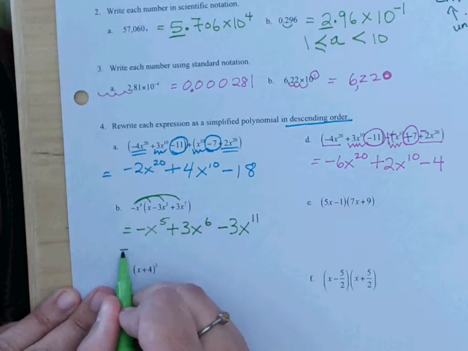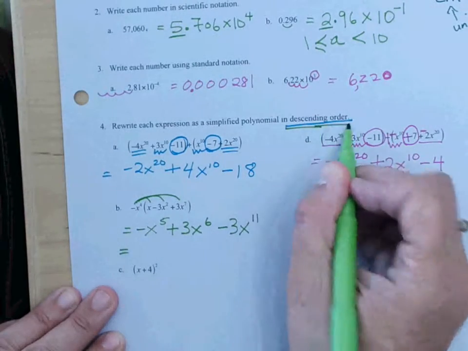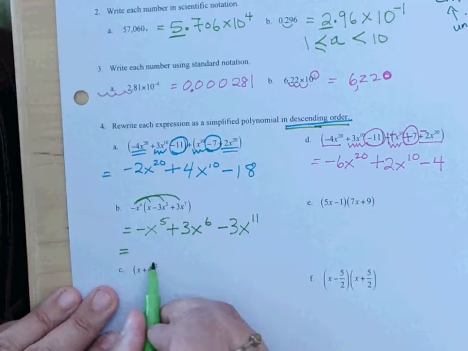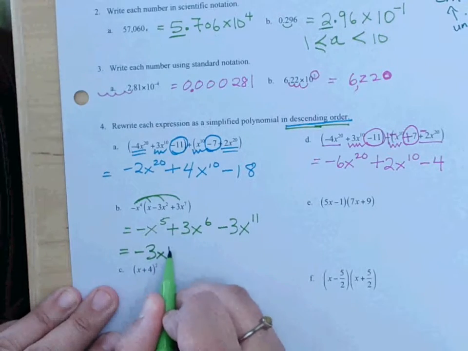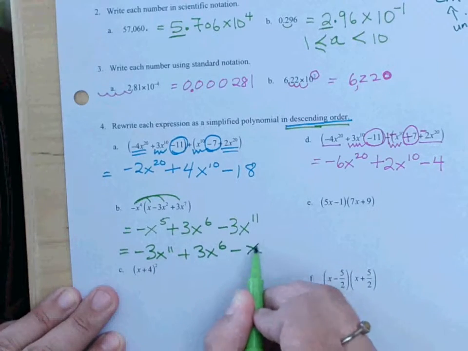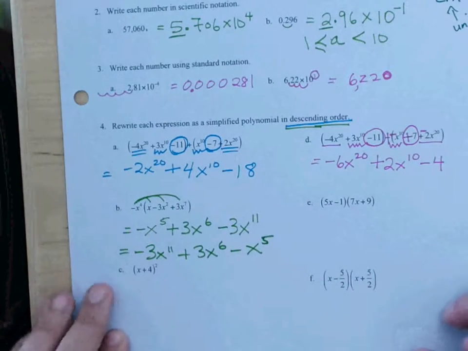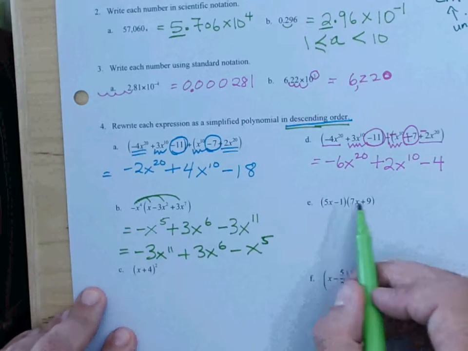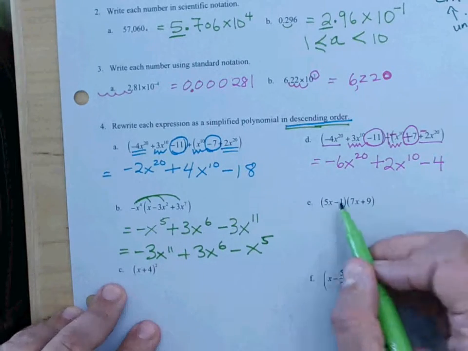Now let's put it in order. Descending order. What's going to go first? Plus 3x to the 6th minus x to the 5th. Any questions? Perfect.